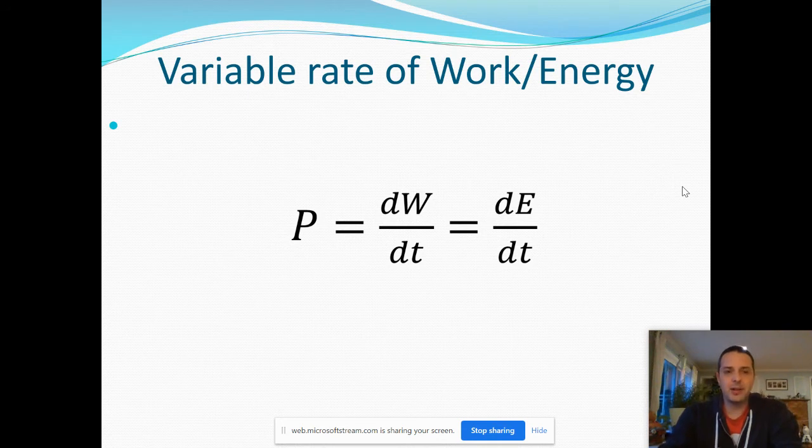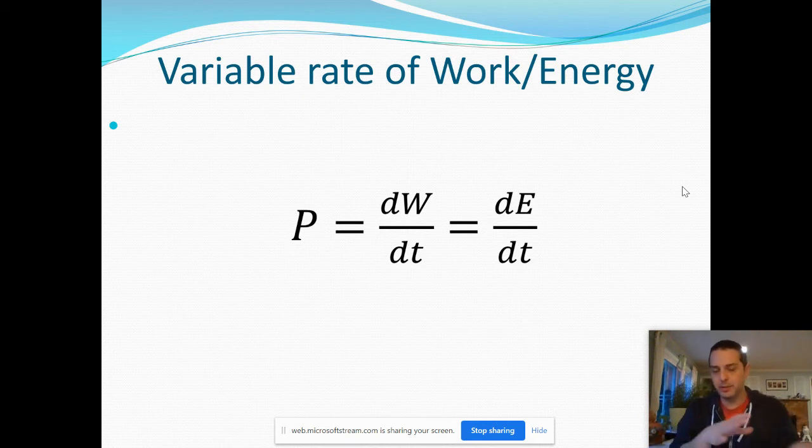Now, not every scenario we're going to look at is going to have our work being done or the power being expended as constant. If you have a variable amount of work that's being done over a period of time, the power that's being expended is also going to vary as the work varies. If we get to this variable rate of work and energy being expended, our calculation of what power is being developed is going to depend on the differential of work with respect to time, or the differential of energy with respect to time.